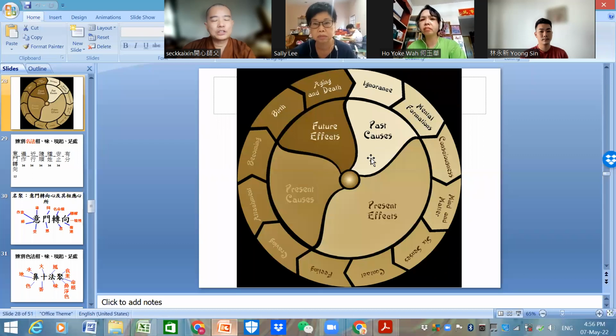Okay, class, can you please try to repeat to yourself the elements of dependent origination, maybe three times. If you can remember, it's good. You try to memorize it. Once you finish, please raise your hand on Zoom.